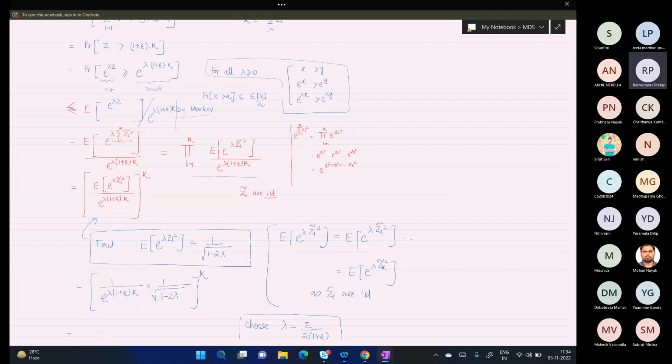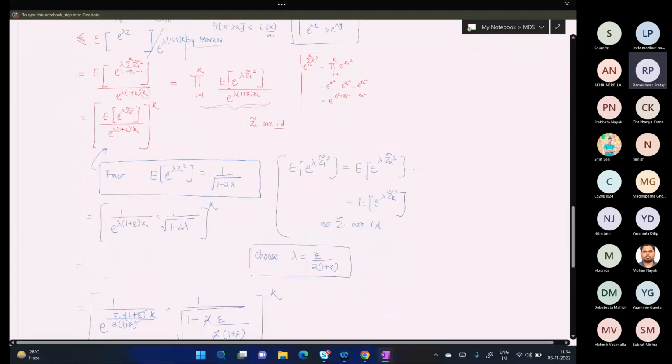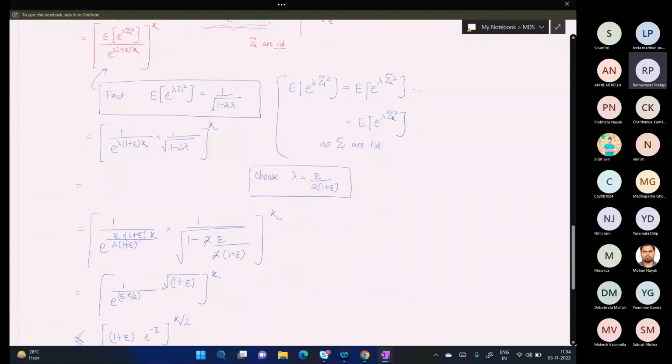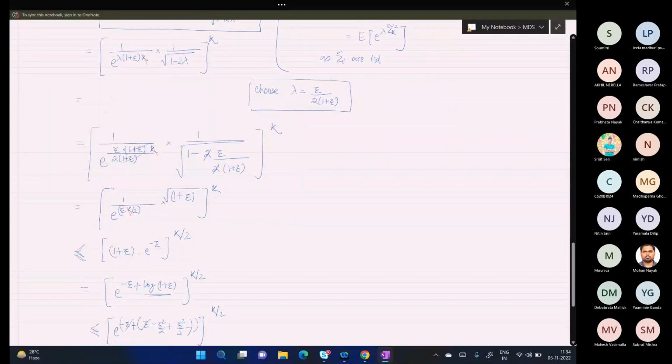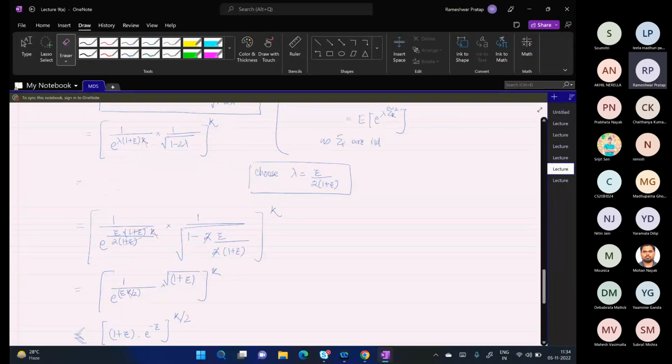I made a small mistake here in the calculation, but it didn't change anything in our analysis. Since we assume that these Zi tilde are IID, we can write this raised to power k, and we are writing this as raised to power k. The term k will not be here. Similarly, this k should not be here, and the rest of the things are fine. And here it should have equality.